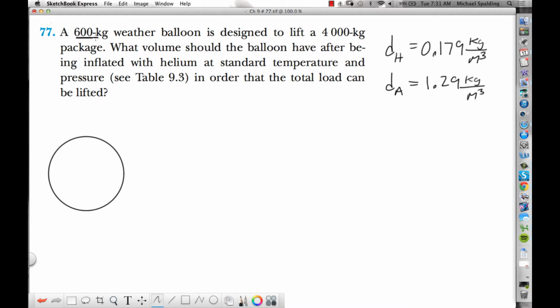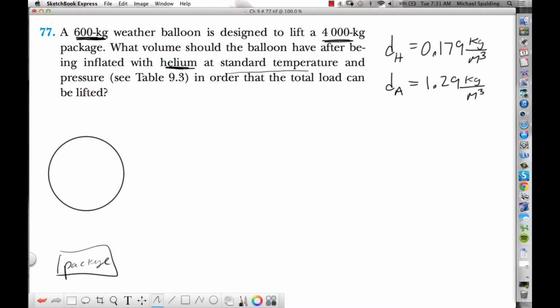So we have a 600 kilogram weather balloon. That's actually the balloon itself, the material the balloon's made of. And it's designed to lift a 4,000 kilogram package. We'll put a package down here. Here's the package. What volume should the balloon have after being inflated with helium at standard temperature and pressure?